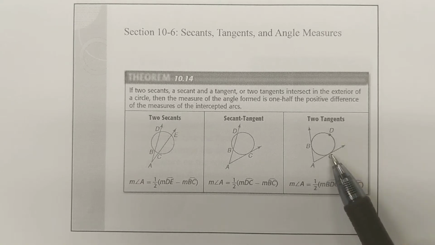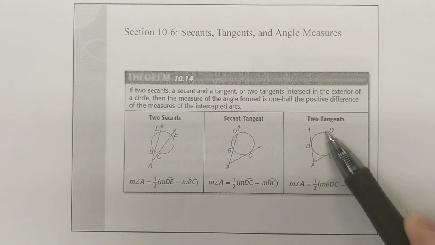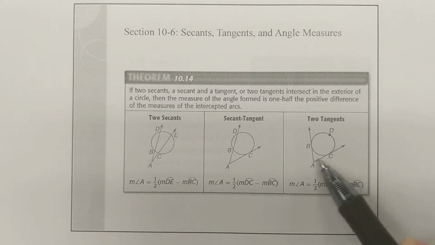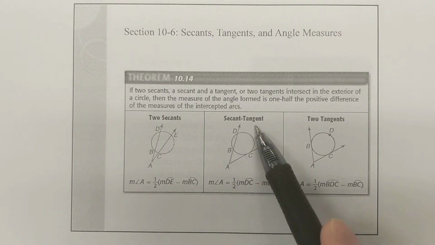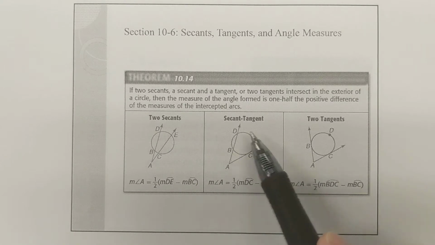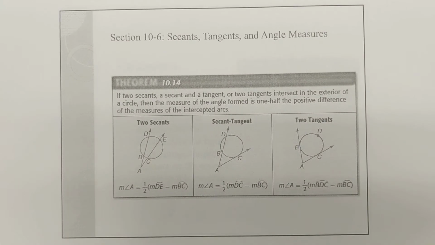The one case where you have 2 tangents, these 2 arcs, BC and BDC, have to add to 360 because they make up the whole circle. You can't do that trick on these because you'd have to know at least 2 of the 3 in this case, or 3 of the 4 in that case.